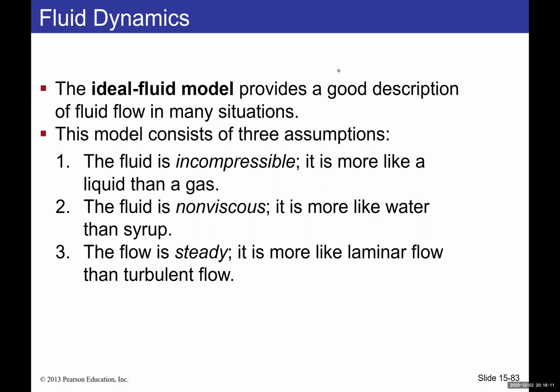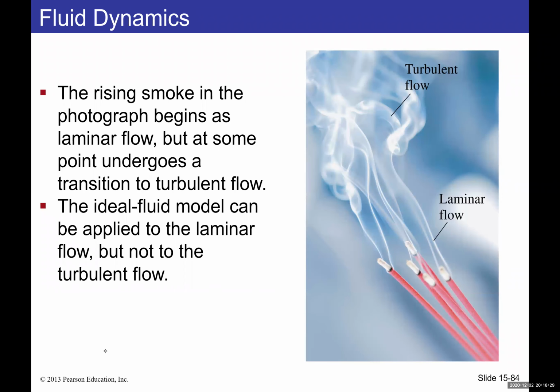We're going to look at an example of laminar and turbulent flow. Turbulent flow is pretty much unpredictable. You cannot really predict where the turbulent flow will move. So here's an example. You can see the rising smoke in the photograph begins as laminar flow. When it's moving, you can say, right now it's here, and some later time it's going to be over there. It's more or less following a straight line. So same as here, it's going from there to there.